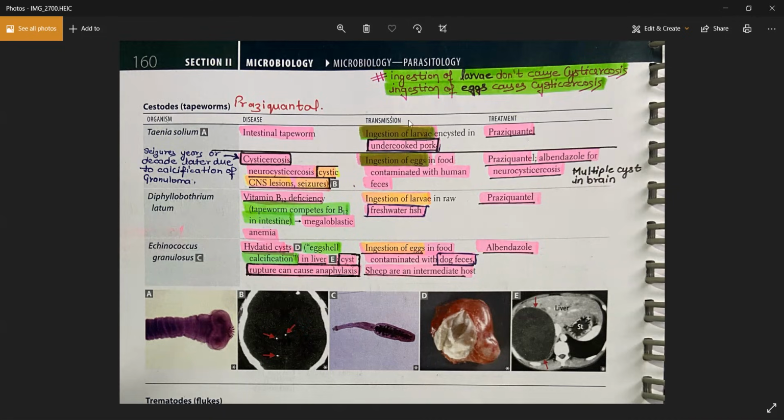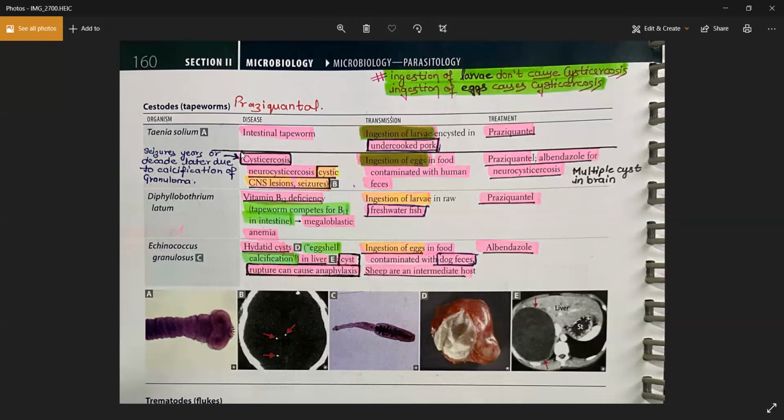If you ingest the larva, please note down the point. If you ingest the larva, then you get the intestinal tapeworm. You will get GI symptoms like diarrhea. Okay, and if you ingest the eggs, then you get neurocysticercosis. Very important. And once you ingest the eggs, symptoms won't occur instantly, but instead it will take time. Years later, you will have seizures.